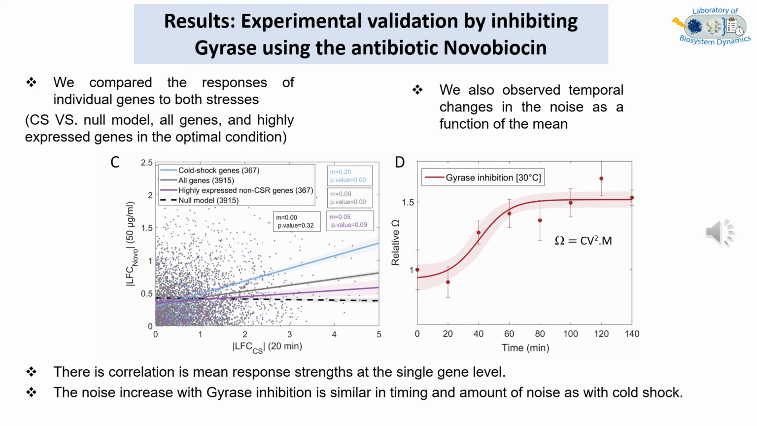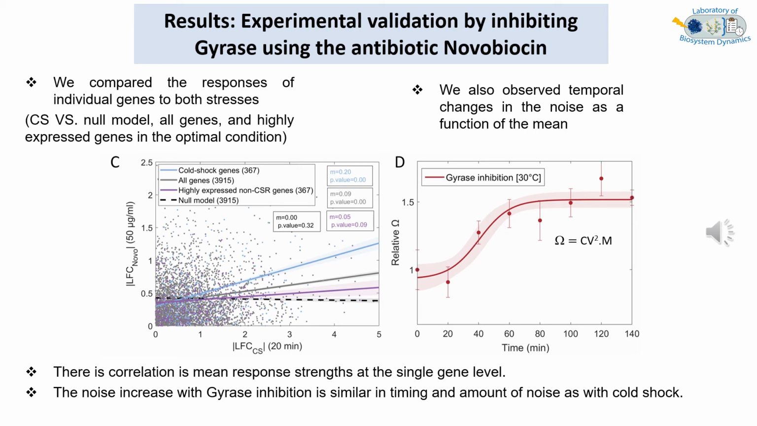But if you consider only genes that were highly expressed but were not cold shock responsive, you don't see that correlation. So all results pointed out that indeed there must be a similar mechanism shared by cold shock responsive genes and genes that are highly responsive to novobiocin.